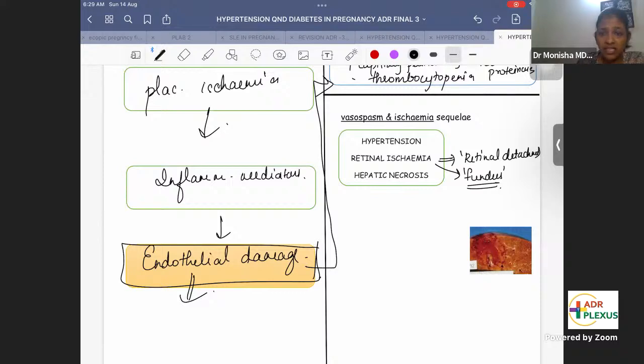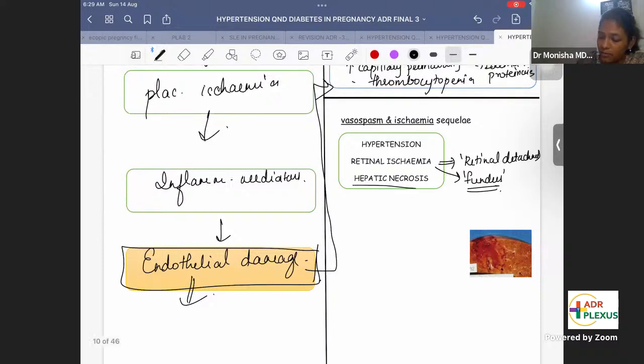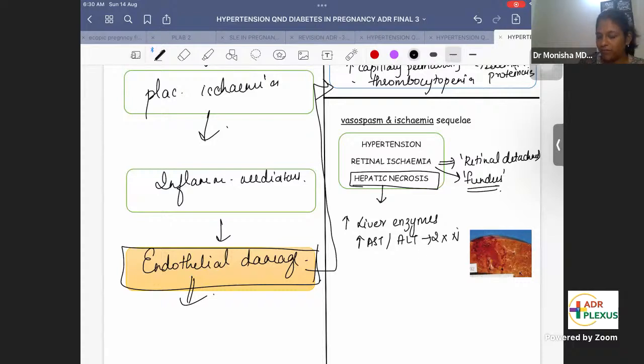Next will be hepatic necrosis. Because there is decreased blood flow, there is necrosis. The necrosis has led to an increase in liver enzymes. So now you will be able to understand why there is thrombocytopenia and an increase in enzyme levels. Everything will come under this pathophysiology. Remember, there is an increase in the liver enzymes, AST and ALT, which should be 2 times the normal.